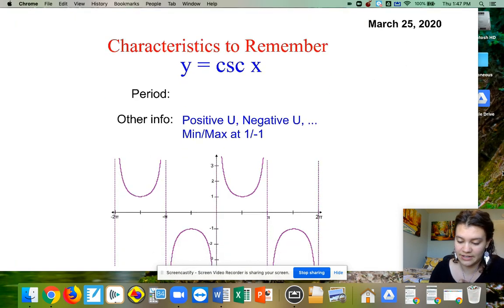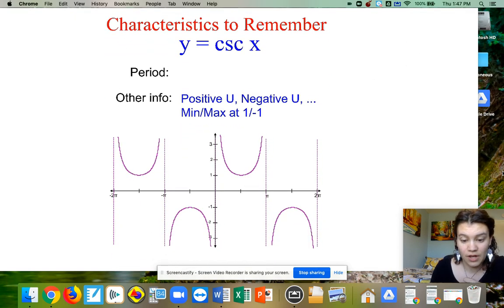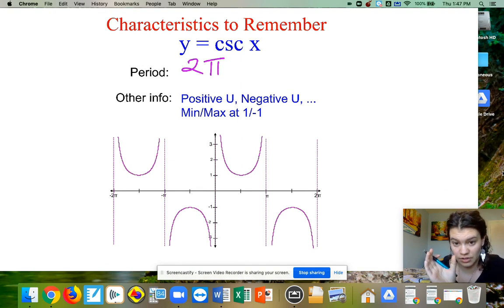So for cosecant, some characteristics to remember. Your period is going to be a standard 2 pi period. You're going to start with a positive u and then a negative u, and your mins and maxes are 1 and -1, or those are your amplitudes at this point.